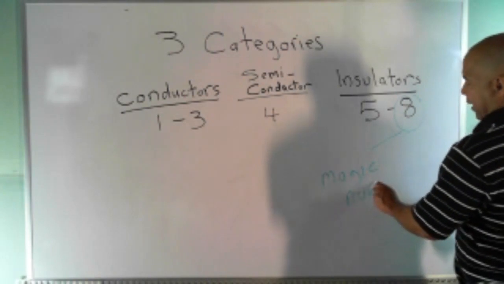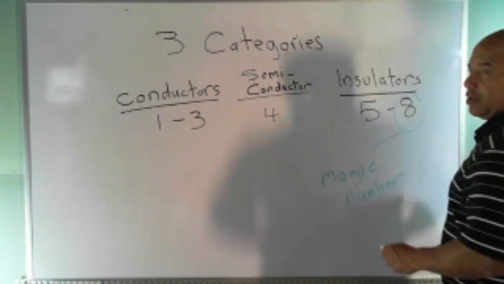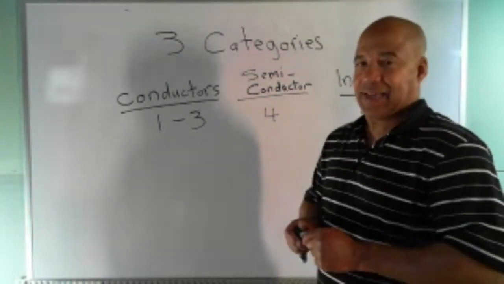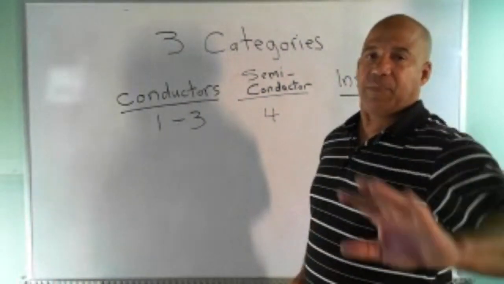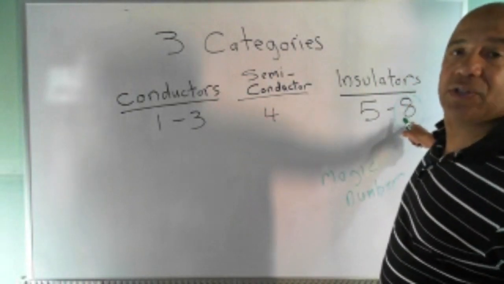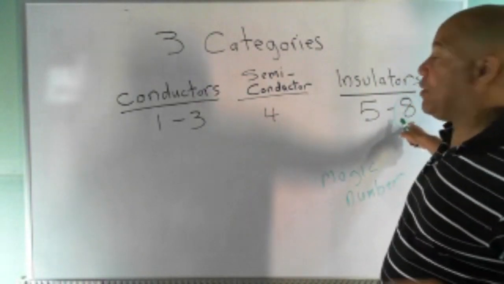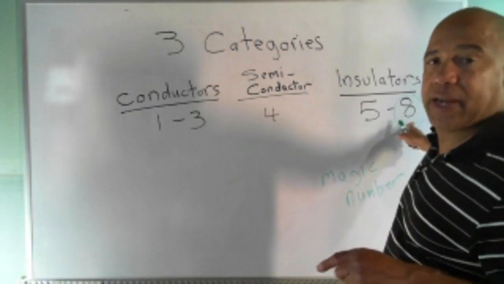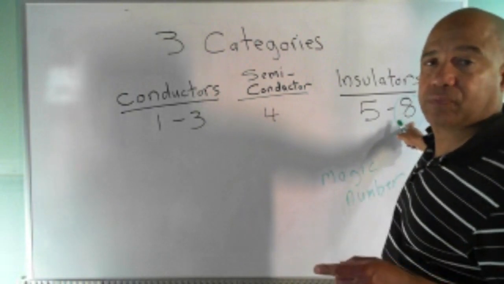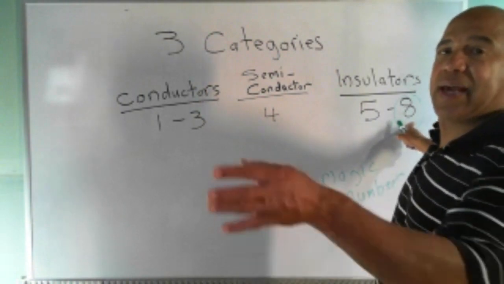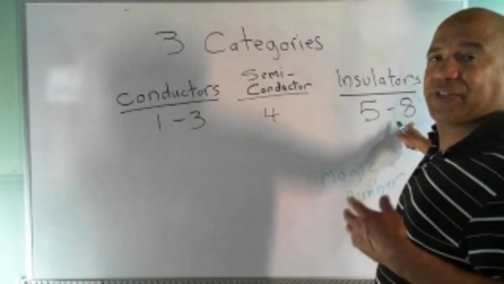If you had chemistry, you know about shells and octets. You know the importance of it, but scientists call this the magic number because when an atom has 8 electrons in the outermost shell, it's stable. Anytime an atom has an octet, 8 electrons in the outermost shell, it's stable.